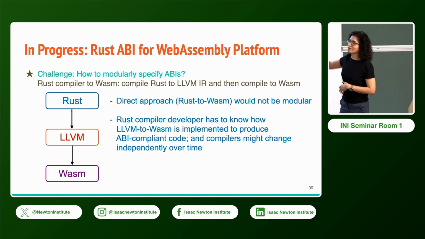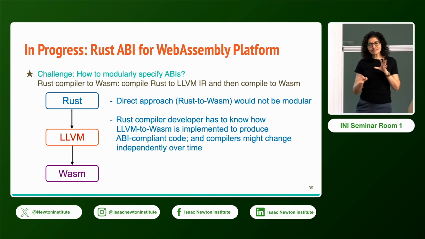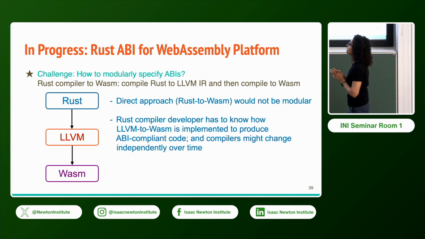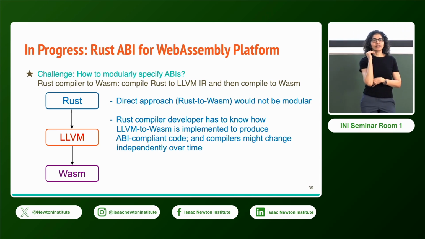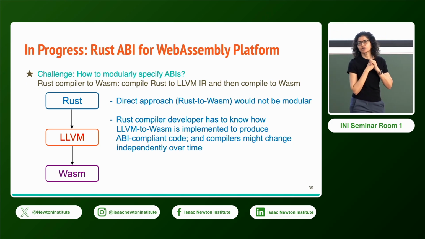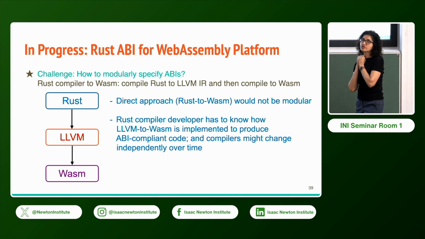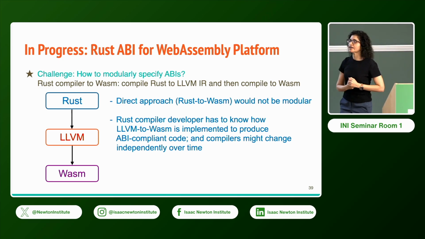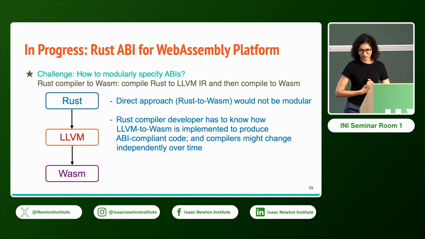Yeah, both of these compilers might change independently over time. So this is a problem. How do we do this? In a nutshell, we are specifying a Rust to LLVM ABI, and showing that that compiler is ABI compliant. And then we are developing a model from LLVM to WASM that is indexed by Rust types, and showing that that model is ABI preserving. Put together, those two things give you that your compiler will be ABI compliant, if that makes sense.